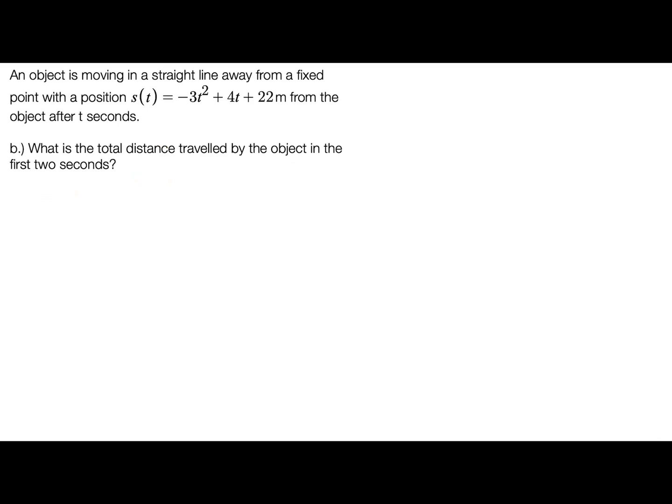An object is moving, same thing. What is the total distance traveled by the object in the first 2 seconds? So I need to first figure out if this thing turns around somewhere. Please bear in mind that this is a calculator portion of the test, so I'm going to graph this thing. I'm going to say y is equal to negative 3x squared plus 4x plus 22. And I can see that in the first 2 seconds, this thing does in fact turn around. In fact, at 2/3 of a second, this thing turns around. So at t equals 2/3, y is equal to 23 1/3, which means that in the first 2/3 of a second, we have gone some amount.